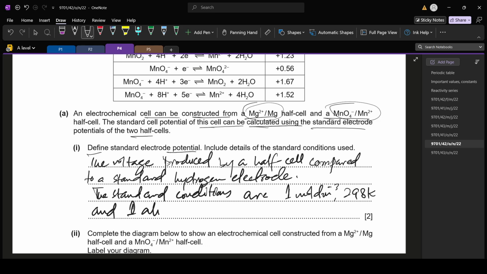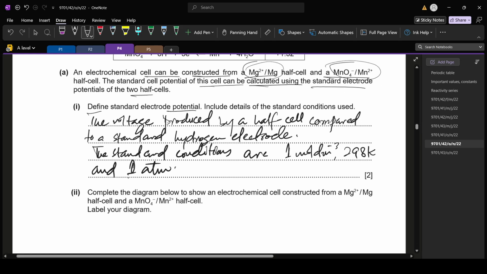You also have to remember the conditions for the standard electrode potential. The concentration should be 1 mole per dm cube, the temperature should be room temperature, and the pressure should be 1 atm. And this is the voltage when the half cell is compared with the hydrogen electrode. This hydrogen electrode has an electrode potential of 0. That's why it is the standard electrode.